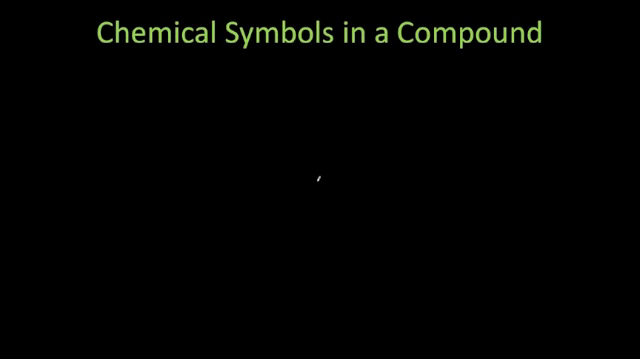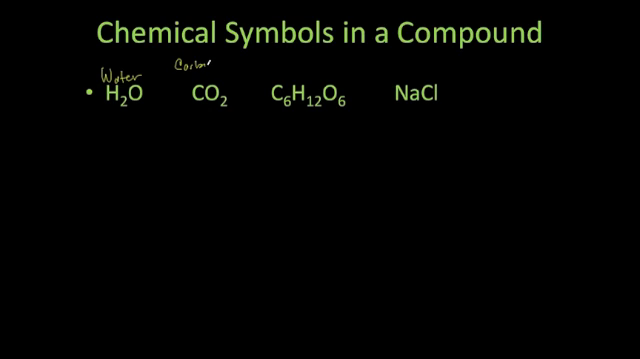Okay, the chemical symbols in a compound. What are they telling us? Well, this compound we call water. This one we call carbon dioxide. This is glucose. And this is sodium chloride, which you call salt.